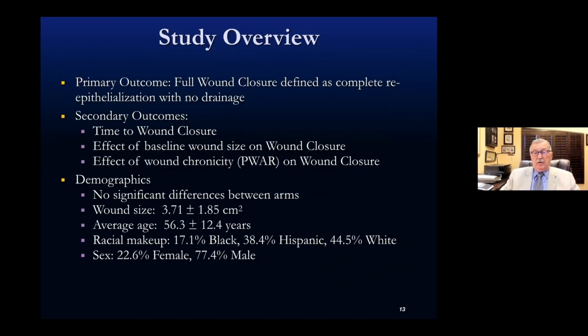The primary outcome for this study was full wound closure, defined as reepithelialization of the wound with no drainage. Secondary outcomes: time for the wound closure, effect of baseline wound size on wound closure, and the effect of wound chronicity on wound closure. Looking at the demographics, comparing the control with the active arm, there was no significant difference between the control and the active group.